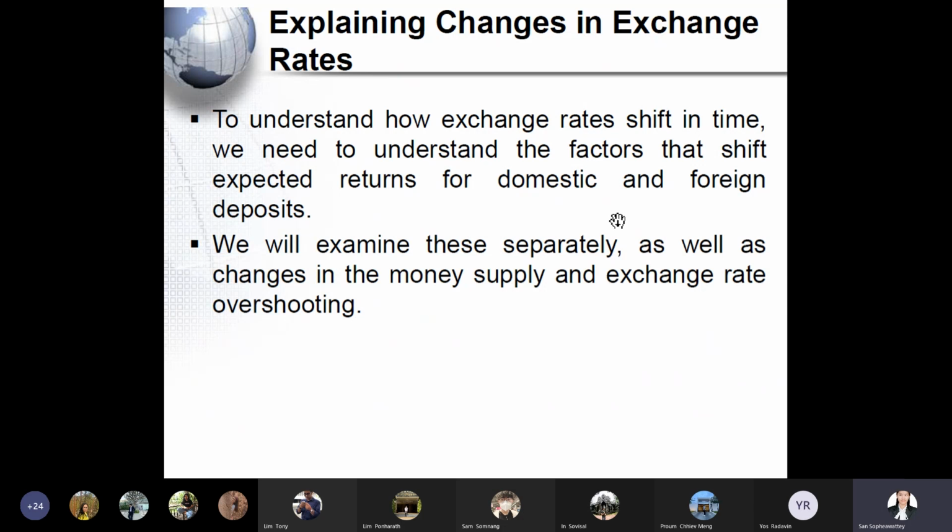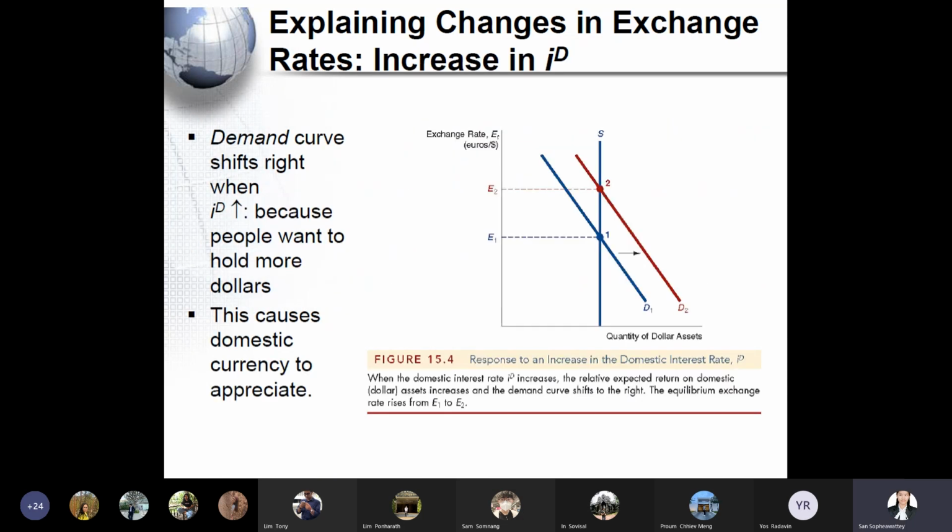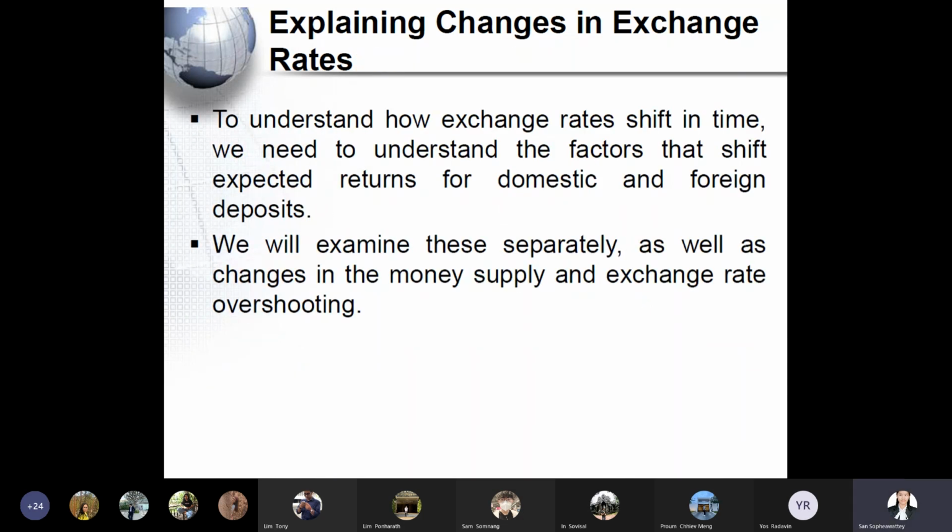So to understand how the exchange rate shifts over time, we need to understand the factors that shift the expected return for domestic and foreign deposits. We will examine the change in money supply and the exchange rate overshooting, but we don't have time. I'm not sure how much time we have. Probably we can continue a little bit. Okay.